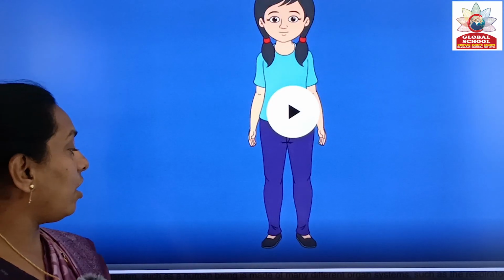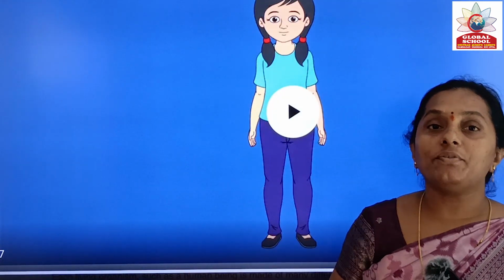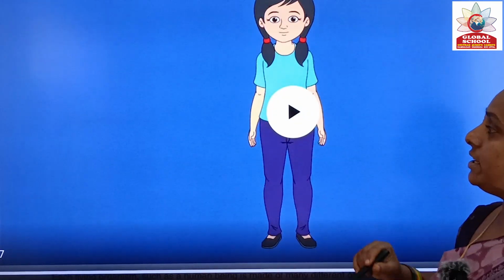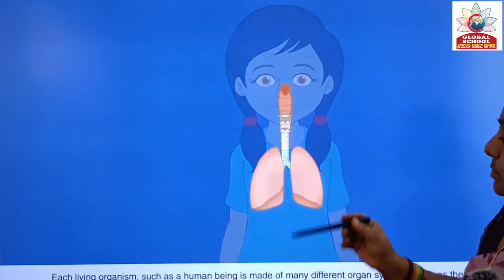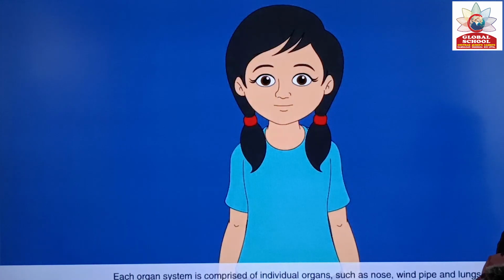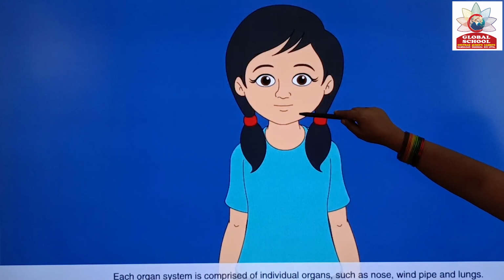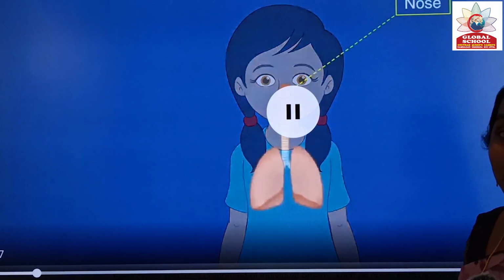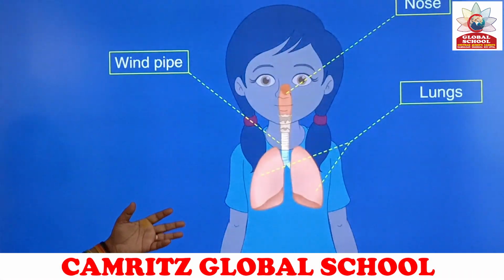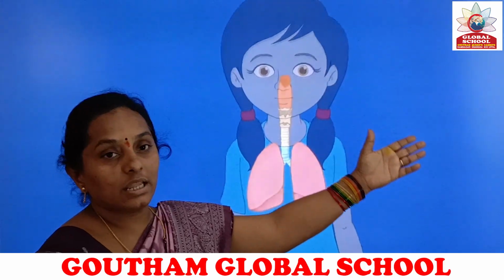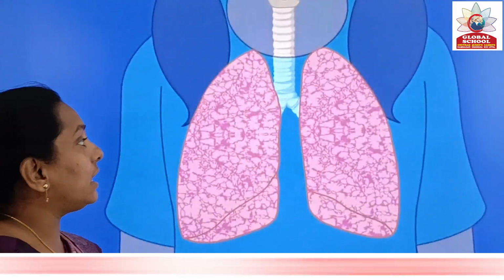We all know that every living organism is made up of many different organ systems. Our body is made up of different organ systems like the respiratory system, circulatory system, digestive system, skeletal system, many systems are there. Each system again is made up of different organs. Let us take the example of the respiratory system, which is made of windpipe, nose, lungs. Still more organs are there.